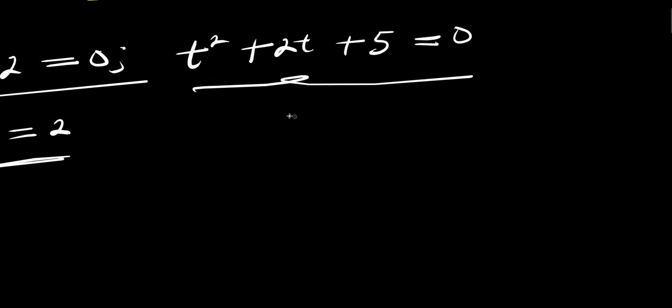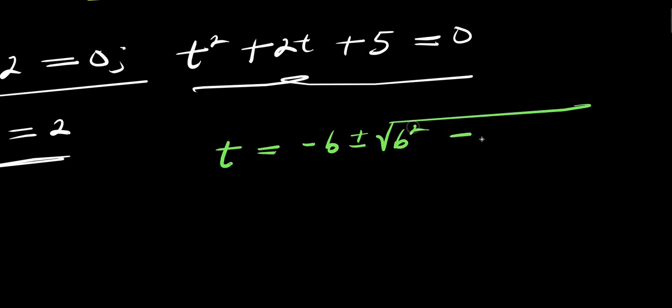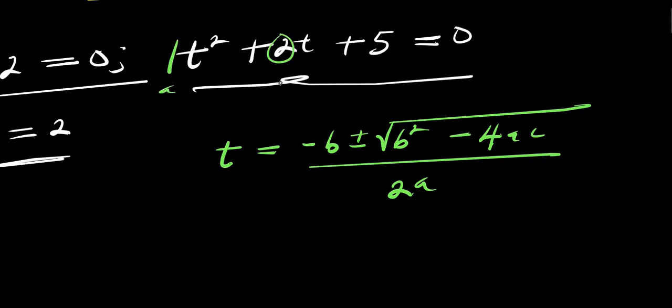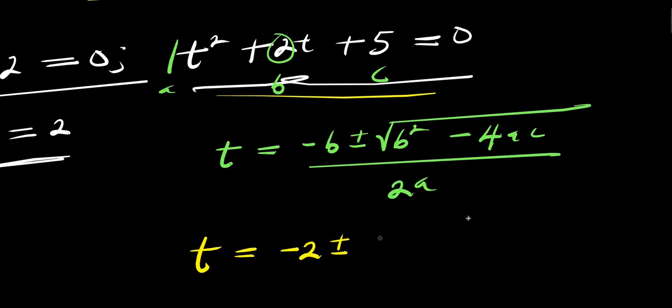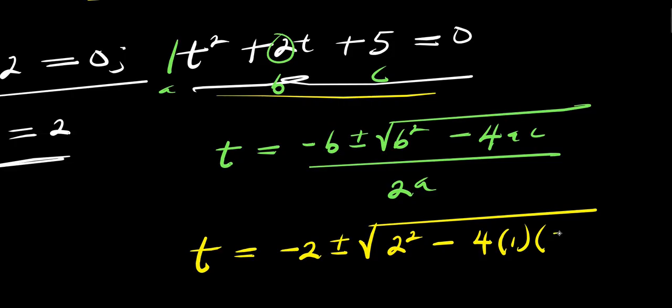So we are going to solve this using the formula method. We are going to write the formula with respect to t. We have t equals negative b plus or minus square root of b squared minus 4ac, divided by 2a. 1 is the coefficient of t squared, that is my a. This is my b, and this is my c. So I'm going to insert everything right here. We'll simply have t equals negative b, that's negative 2, plus or minus square root of 2 power 2, minus 4 times 1 times 5, divided by 2 times a, that's 2 times 1.